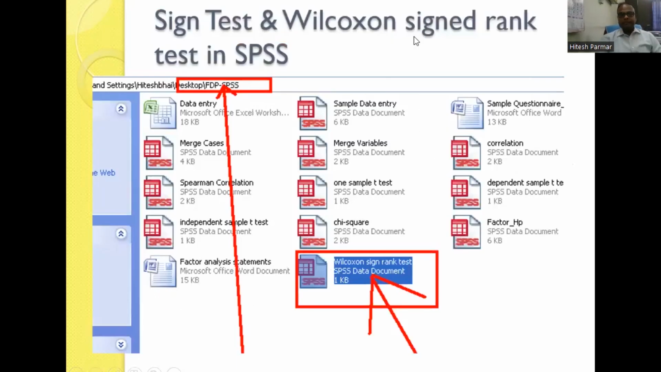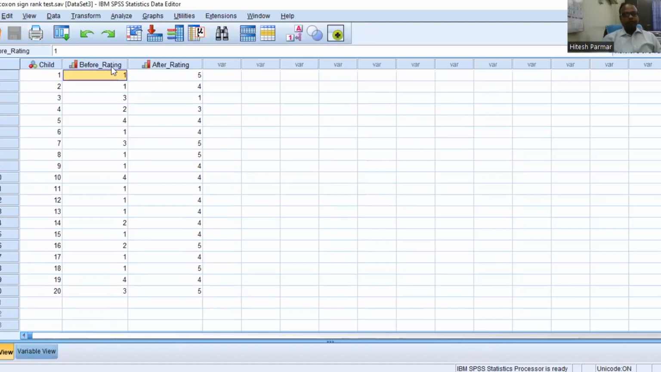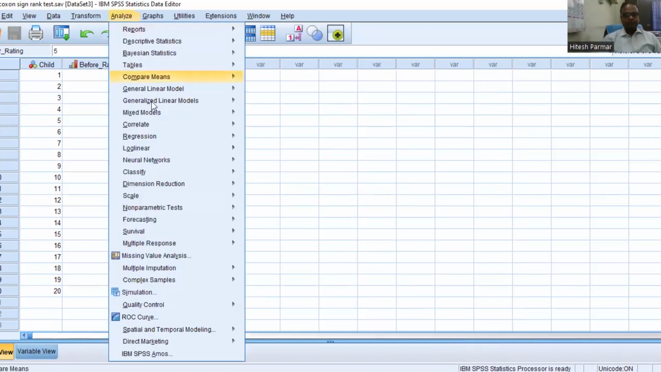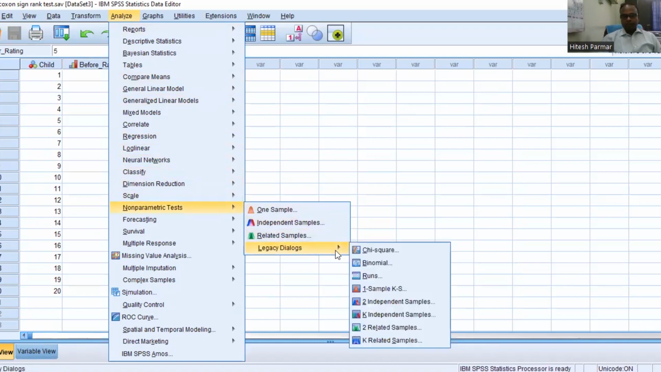Let us open SPSS. Let me share the SPSS. The same data file we were working with before, the before and after reading data file. Now let us apply this test. We need to click on Analyze, then Non-parametric Tests, then Legacy Dialogs, and these are the related samples. So we need to go to 2 Related Samples. Analyze, Non-parametric Tests, Legacy Dialogs, and 2 Related Samples.